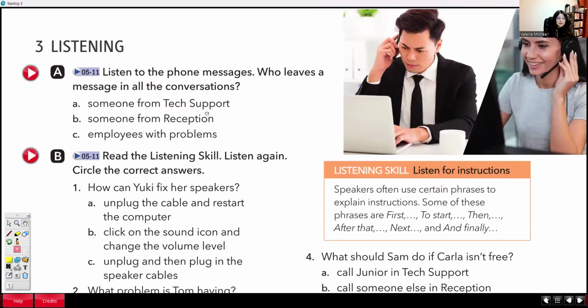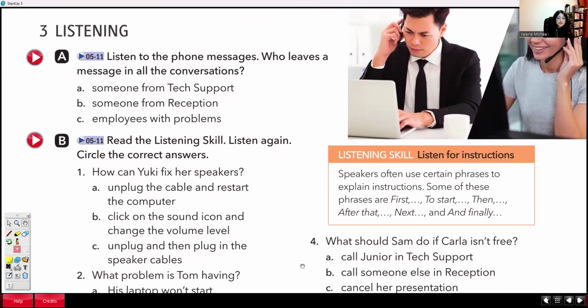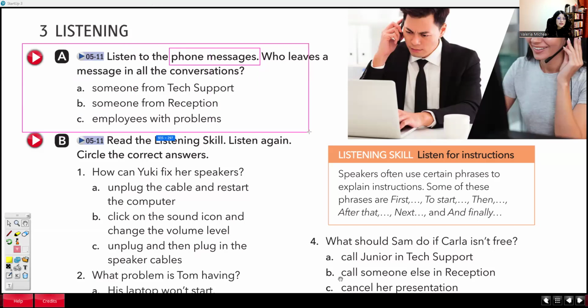Let me move this a little bit. And what are we going to listen to? We are going to listen to phone messages. And I like this one, especially because it is a very difficult thing to do. Listening to messages is kind of a hard skill to follow. All right, so we are going to listen to it once, and we're going to answer just A. Then we're going to go with B. Right, so let me make sure that I'm sharing my sound.